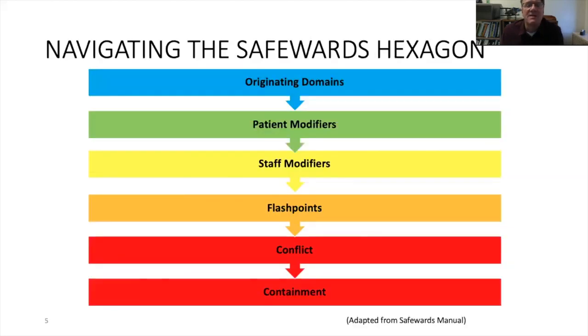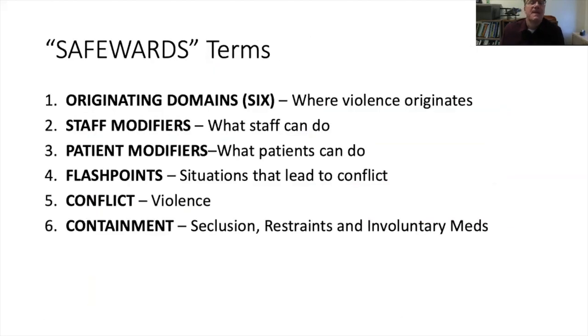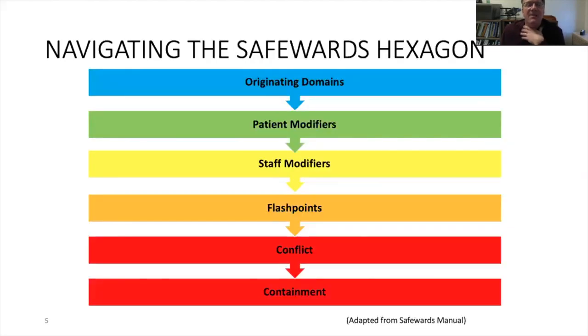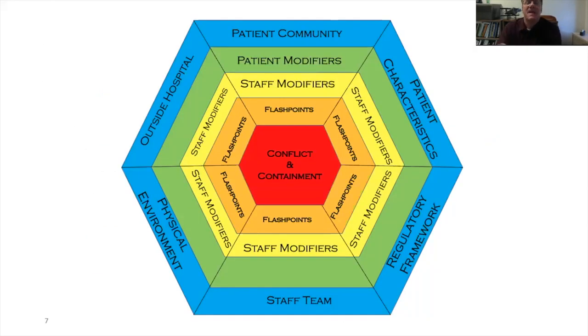All right, so I mentioned that these 6 terms help to understand the model. And we color-coded the terms to try to make it easier to see. So here are those colors and those terms laid out in a hexagon, in which each piece of the pie here represents a domain. So the source of violence is either in the patient community domain, the patient characteristic domain, the staff team domain, et cetera. And you can kind of see how it's laid out there.